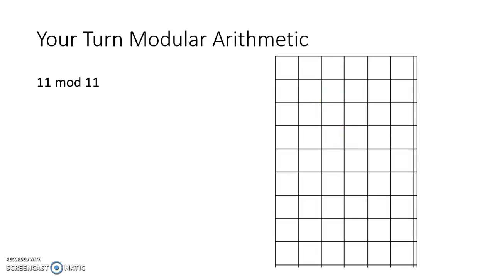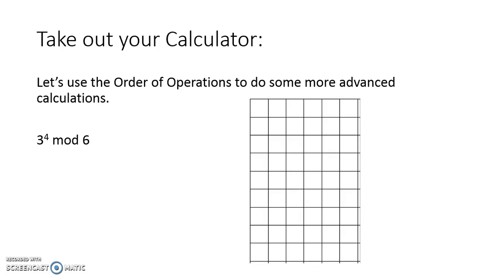Try this one. Okay, so when I take 11 and I divide it by 11, 11 goes into 11 one time. 1 times 11 is 11. When I subtract, I get 0. So 11 mod 11 is 0 because there is no remainder. Pretty simple.